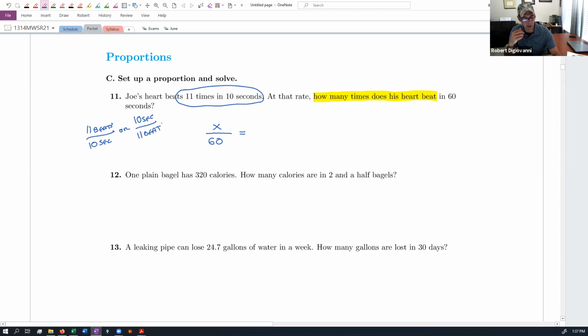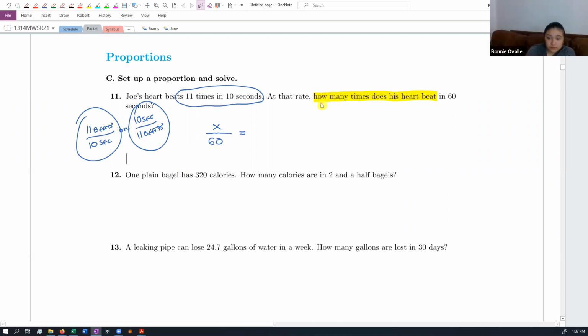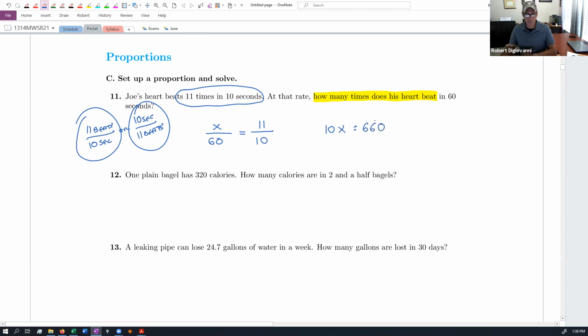Which one of those two am I going to use? Am I going to use the first one with the beats on top, or the seconds on top? The first one, because we're trying to figure out how many beats there are. That's X. If beats are on top, then that's what goes on the other one. And then you cross multiply. So you should get 10X equals, what is that, 660? And then you divide both sides by 10, and you should get 66 beats.